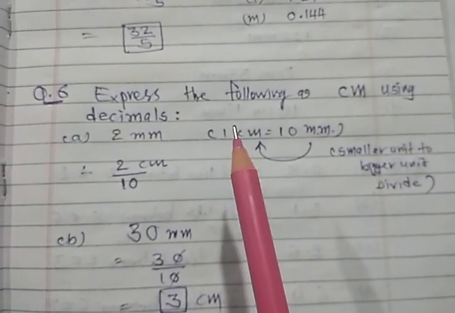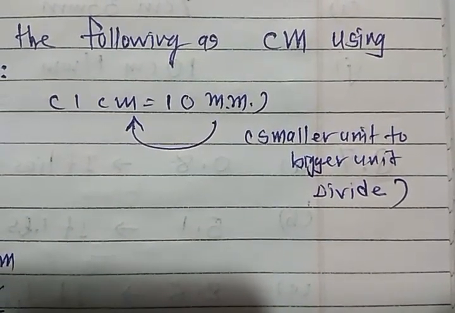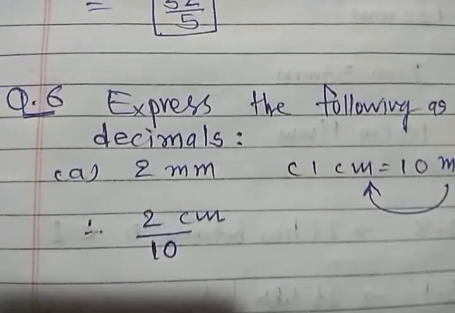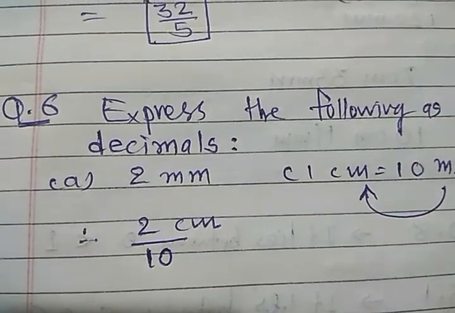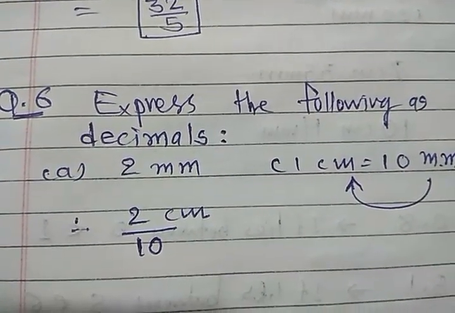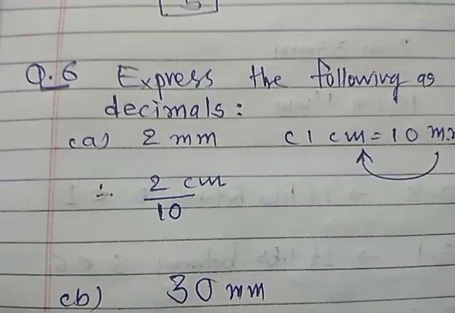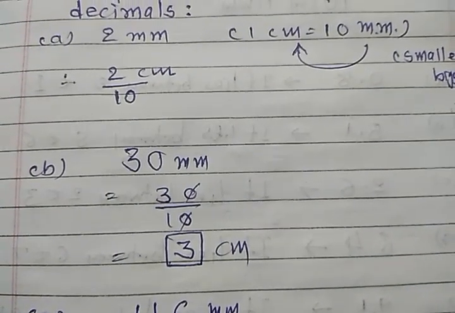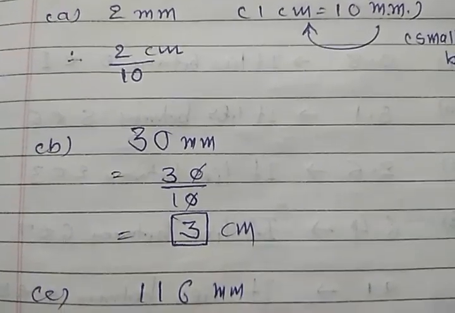Millimeter to centimeter means smaller to bigger. Here I have written 1 centimeter is equal to 10 millimeters. Smaller unit to bigger unit means divide. So here 2 millimeter means what? 2 upon 10, because 1 centimeter is equal to 10 millimeter, or 10 millimeter is equal to 1 centimeter. So millimeter to centimeter means we have to divide: 2 upon 10. Next one is 30 millimeter. So 30 upon 10. If cancellation is possible, please cancel. 0, 0 cancel. It is 3 centimeter.